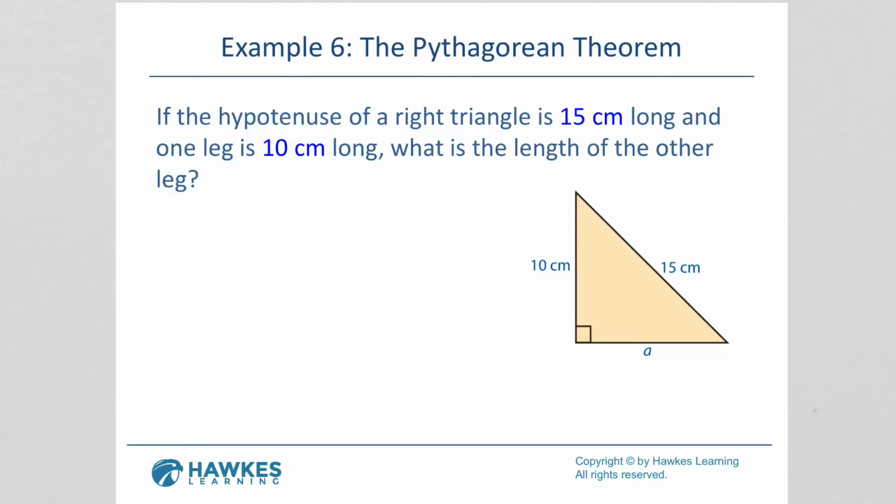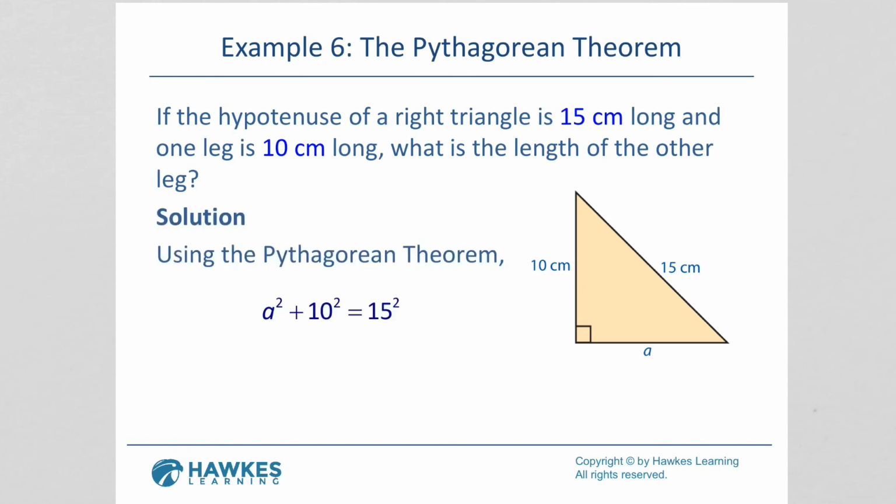Example 6. If the hypotenuse of a right triangle is 15 centimeters long and one leg is 10 centimeters long, what is the length of the other leg? And we have a picture showing the triangle labeled. For our solution, we're going to use the Pythagorean theorem. a squared plus 10 squared equals 15 squared. So leg squared plus leg squared equals hypotenuse squared.